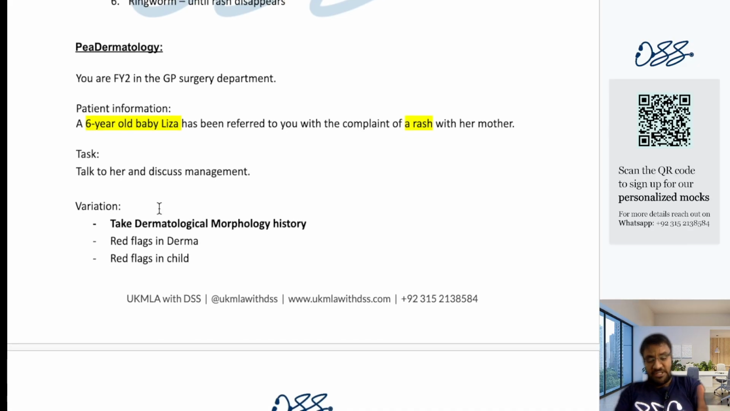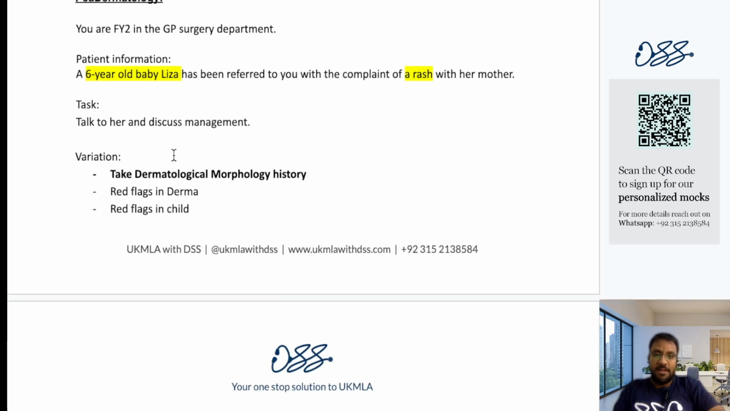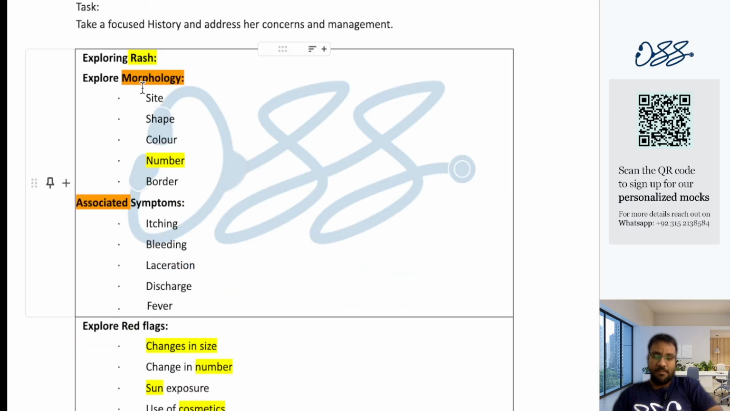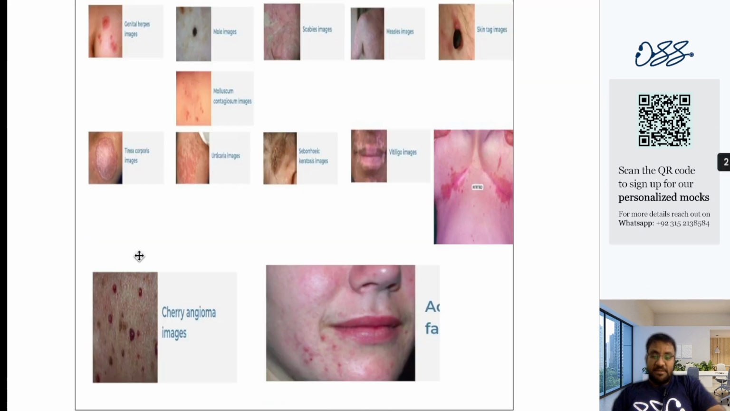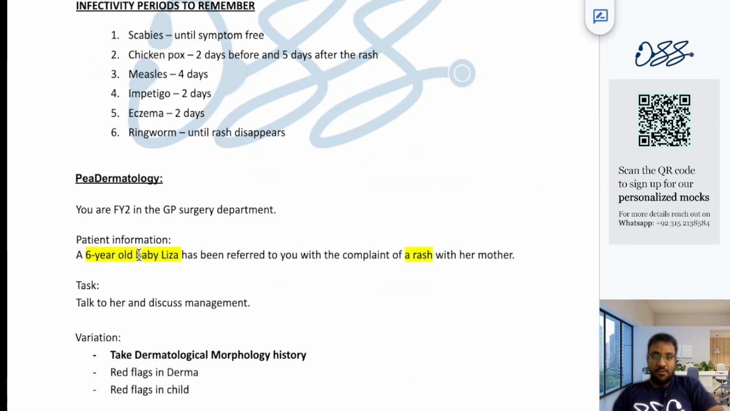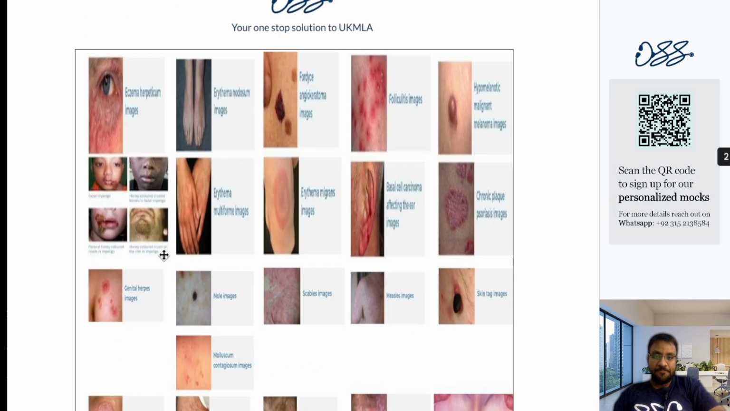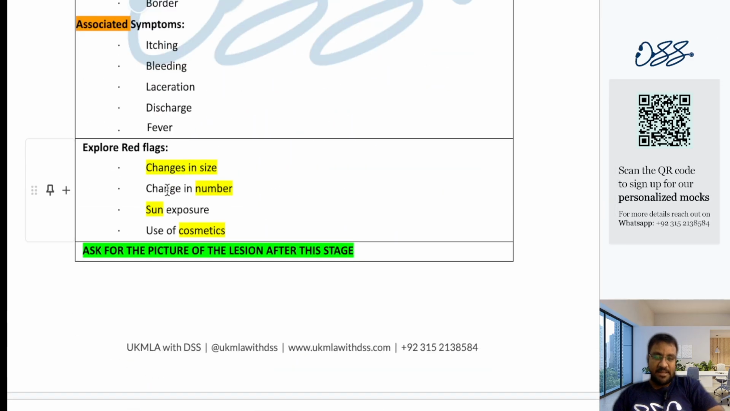If a dermatology station comes to you with a pediatric group, it's very simple. You're just going to take the derma history first. The dermatology morphology history is the first layer, exploring the morphology and associated symptoms as well. Also ask about the associated symptoms when it comes to the morphology. And then you try to rule out the red flags in derma. These are the red flags in derma that you're going to ask.